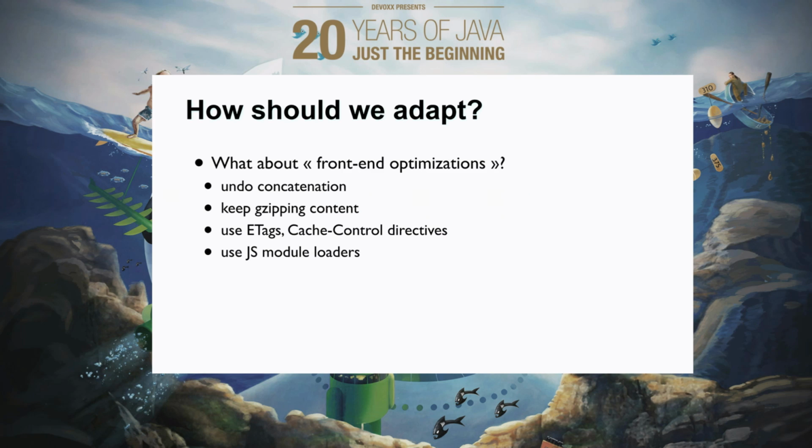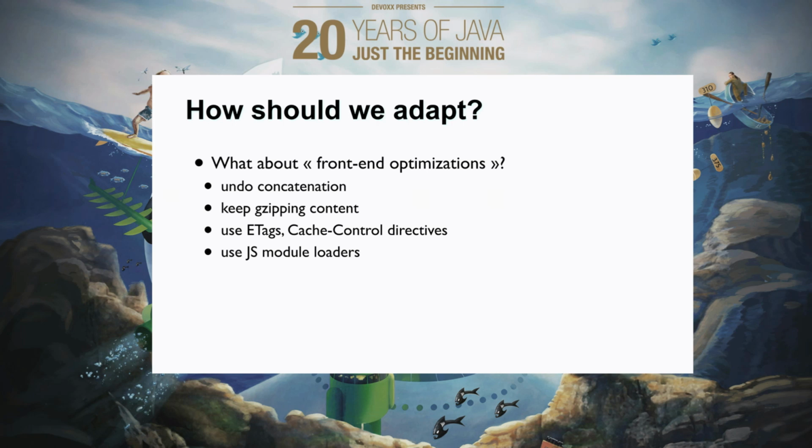How should we adapt as web developers? What can we do? We already heard that some of the front-end optimizations we've been using won't be good enough. Like concatenation, it will waste bandwidth and it won't work properly with caching. So concatenation should be out of the question here. But we should keep gzipping content, we should keep ETags and cache control, and we should probably look into JavaScript module loading, because this time sending and receiving new requests is less expensive. So modularizing our code the way we're doing on the server, on the client, is probably a good idea.